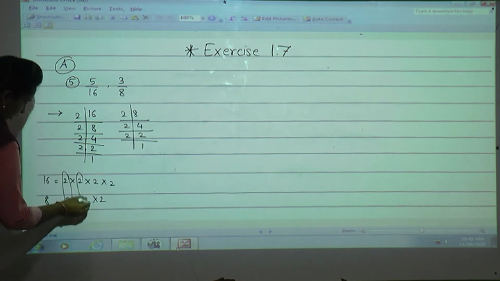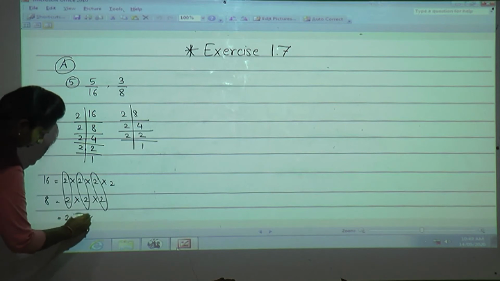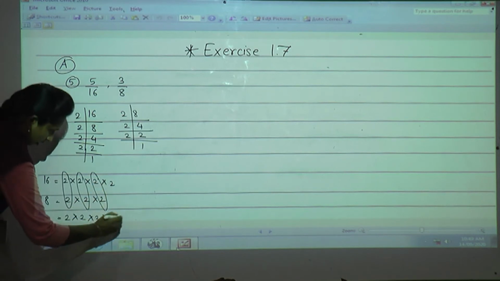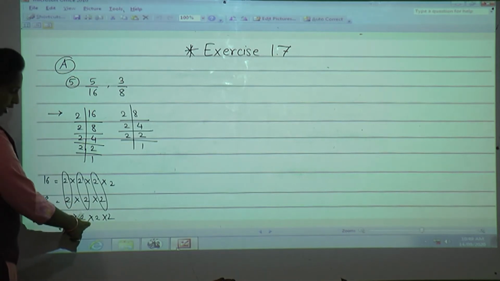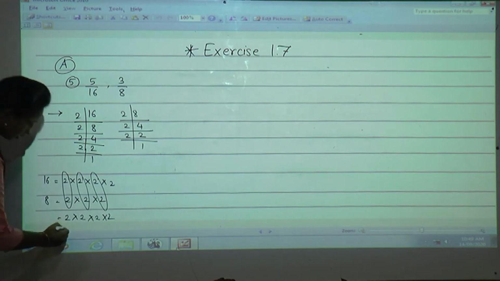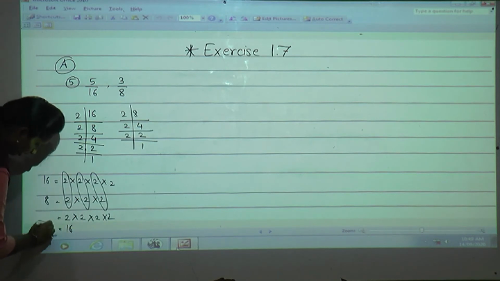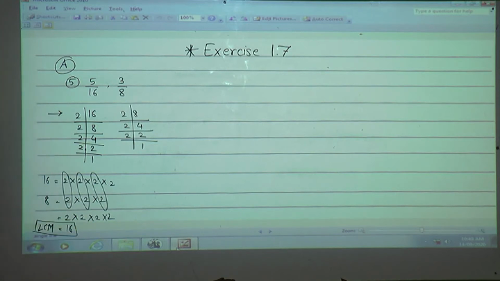Now common we will write only once. The numbers are 2 multiplied by 2 multiplied by 2 multiplied by 2, with the common one written a single time. Now do the multiplication. 2 2's are 4, 4 2's are 8, 8 2's are 16. This is what? LCM. Okay. LCM is what? 16.